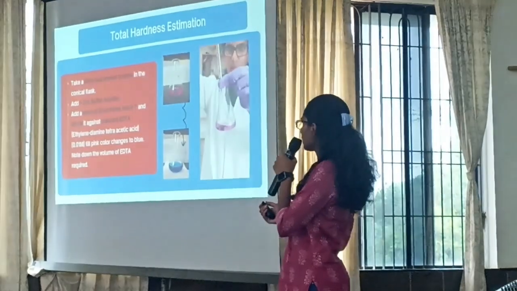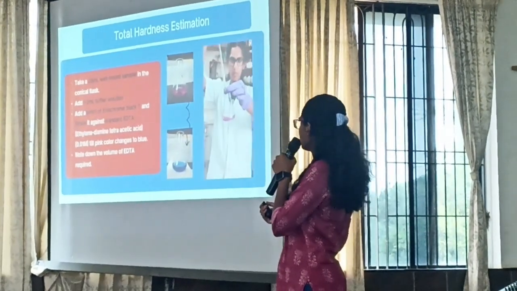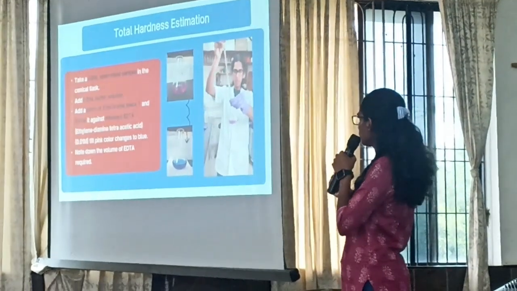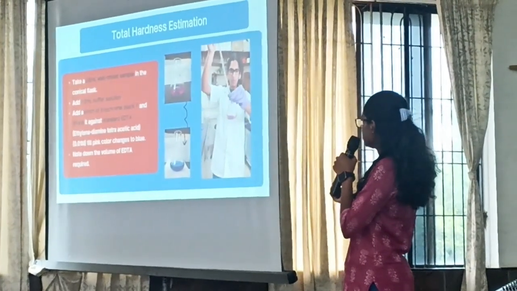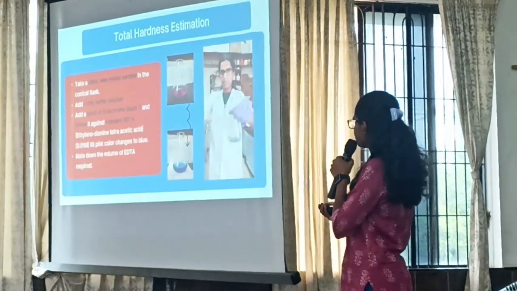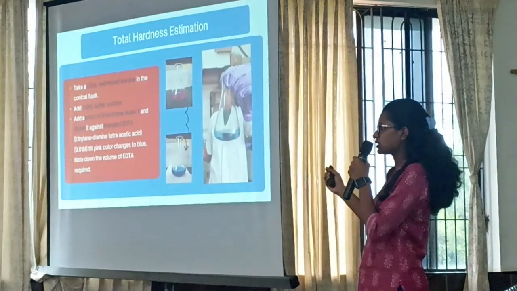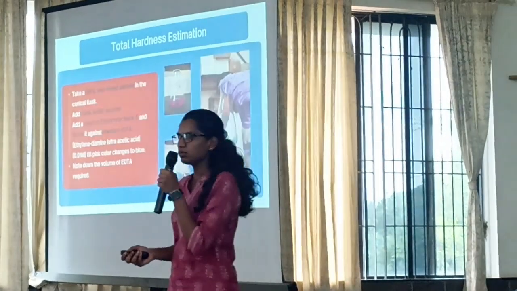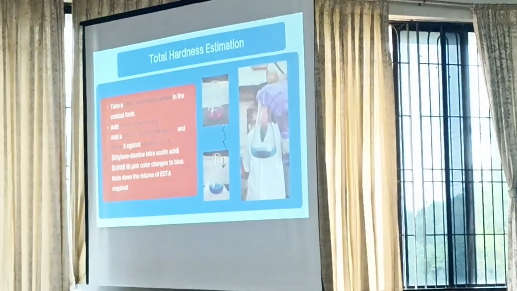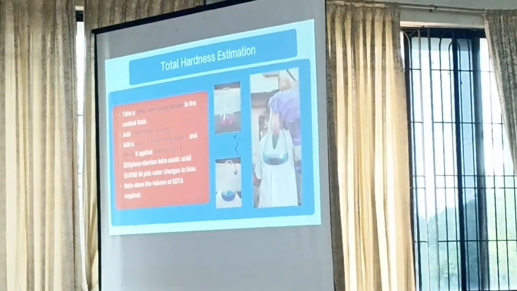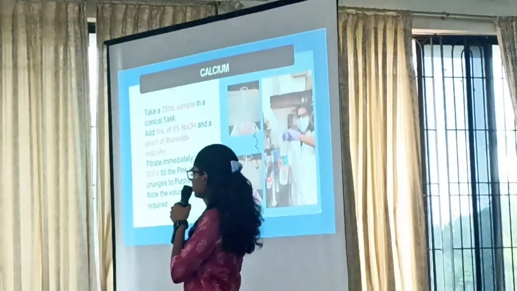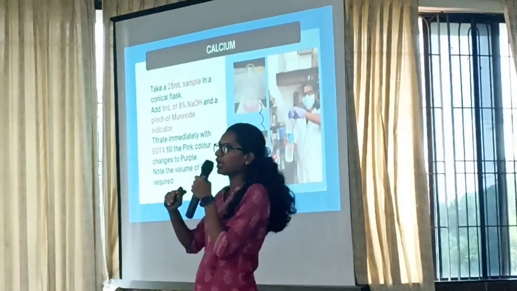Next I am titrating it against standard EDTA. So my final end point should be from pink to blue. So as you can see, this is my end point. So I will be noting down the end point, taking the value, and inculcating that in the formula that I had shown earlier and estimate the total hardness.